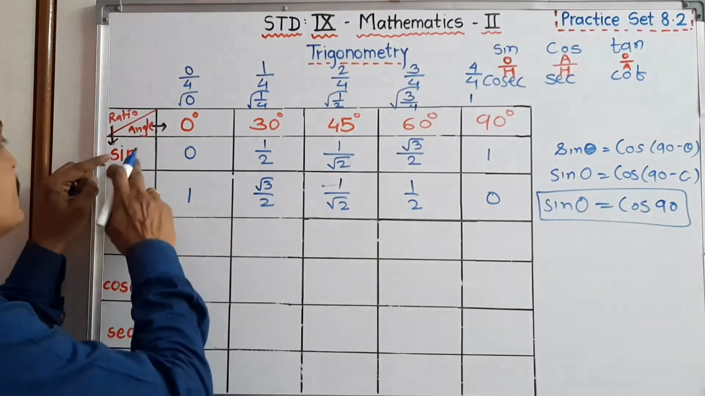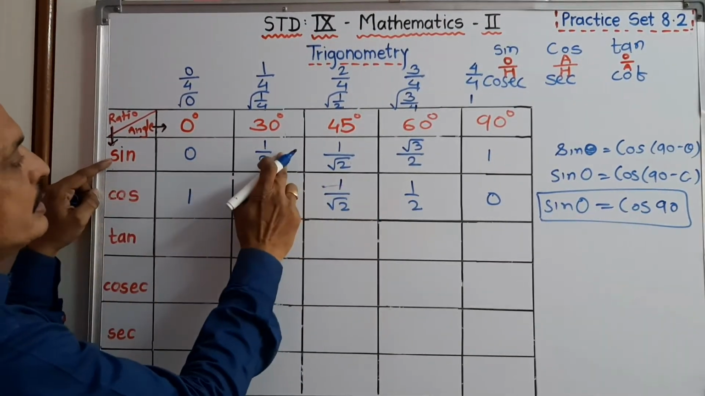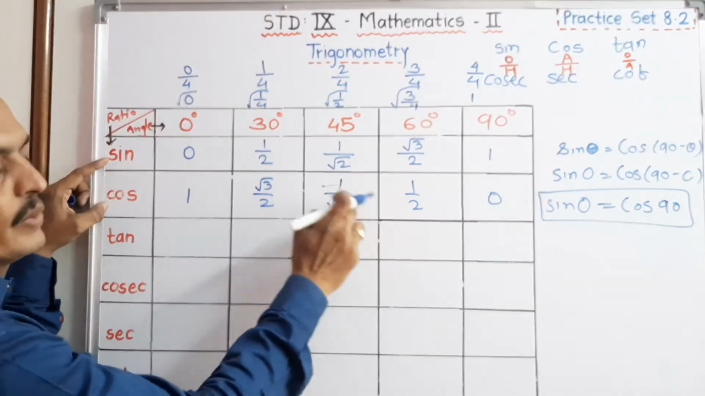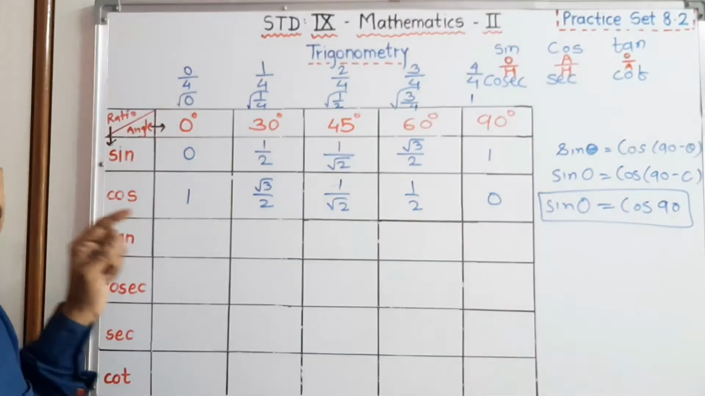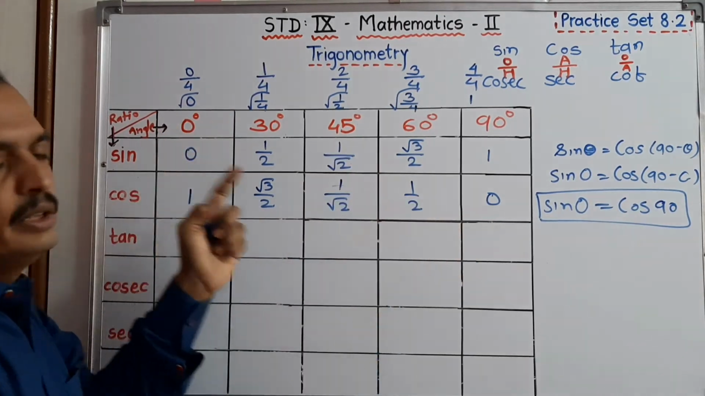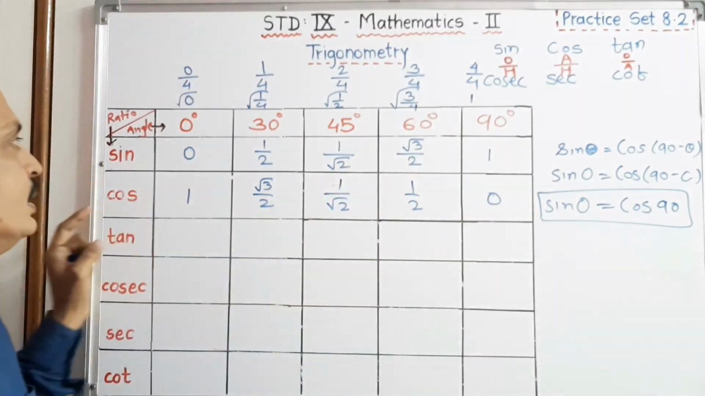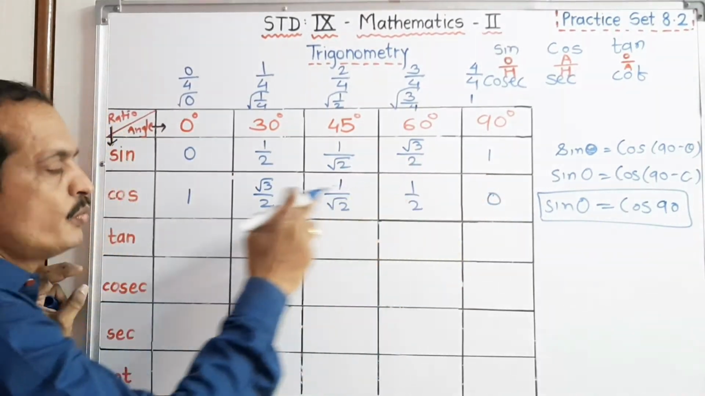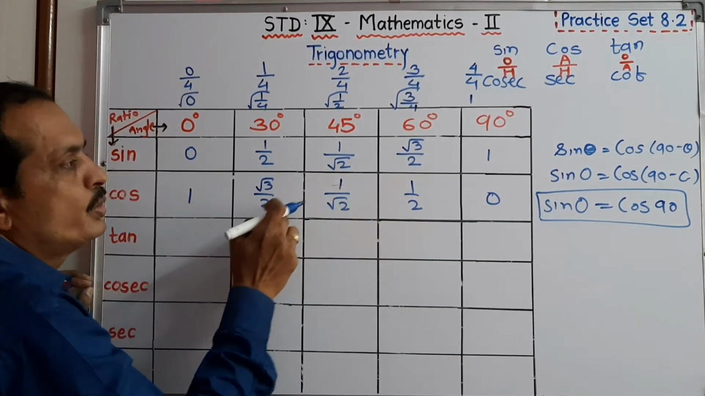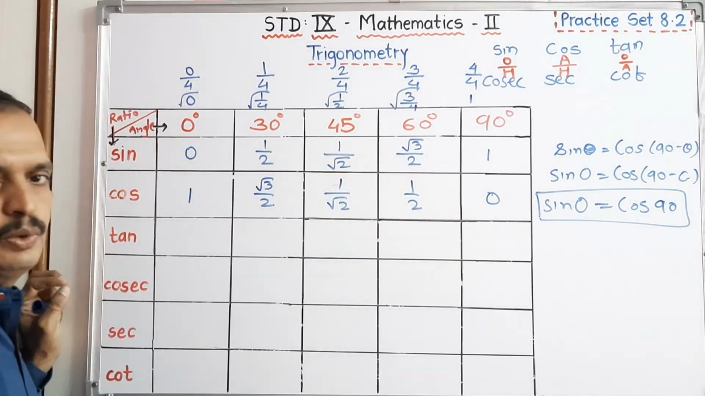Same thing. Sin 30 degree is equal to cos 60 degree. Sin 45 and cos 45, because 45 and 45 add up to 90, 30 and 60 add up to 90, and 0 and 90 add up to 90. Therefore, we have to write the cos values. We start with 1, then root 3 upon 2, 1 upon root 2, 1 upon 2, and this is 0.